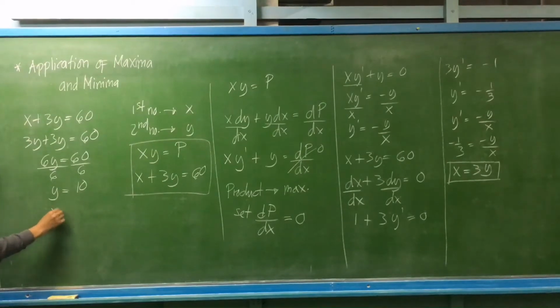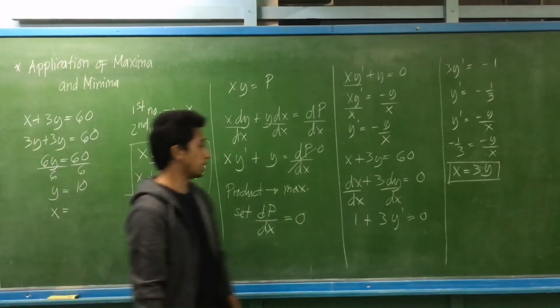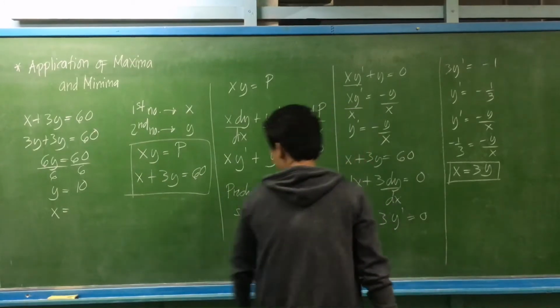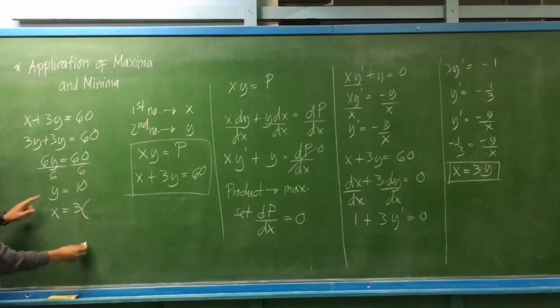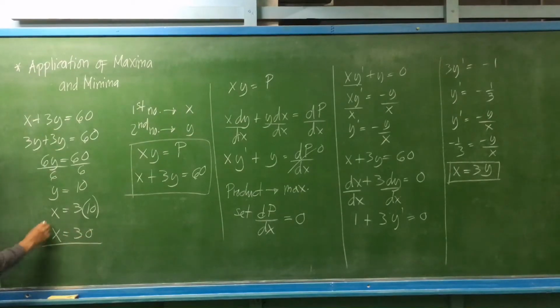So we now have the value of y equal to 10. We can get the other value, that is x. So x is equal to 3 times y. This is 3 times the value of y, which is 10. So the value of x is equal to 30.